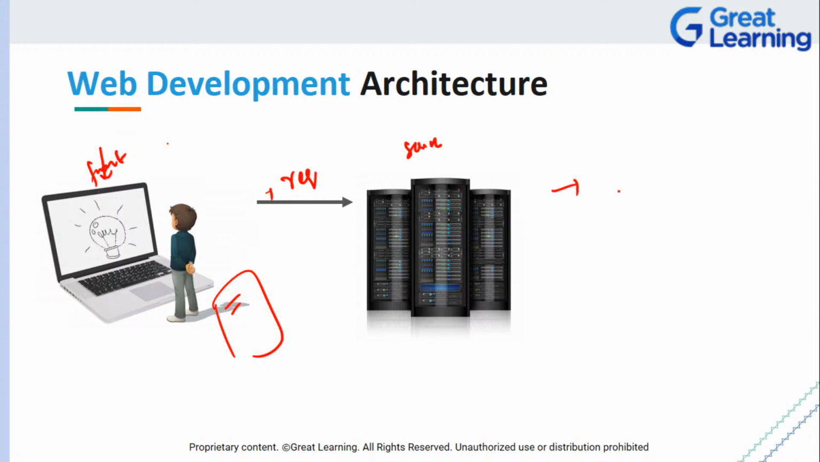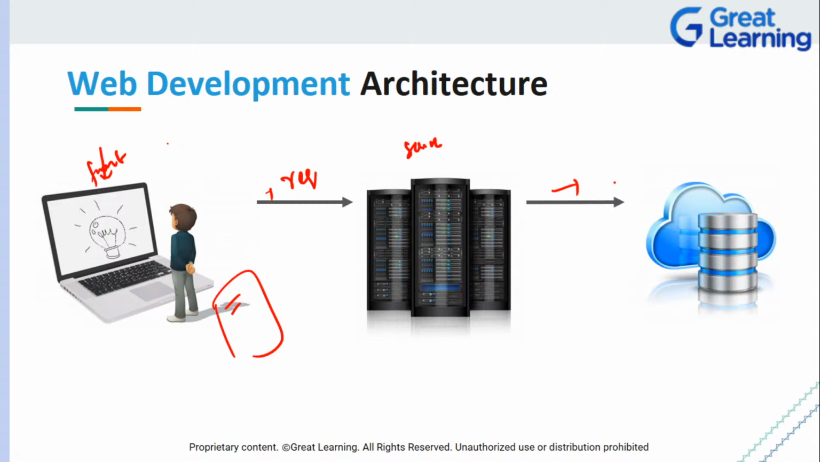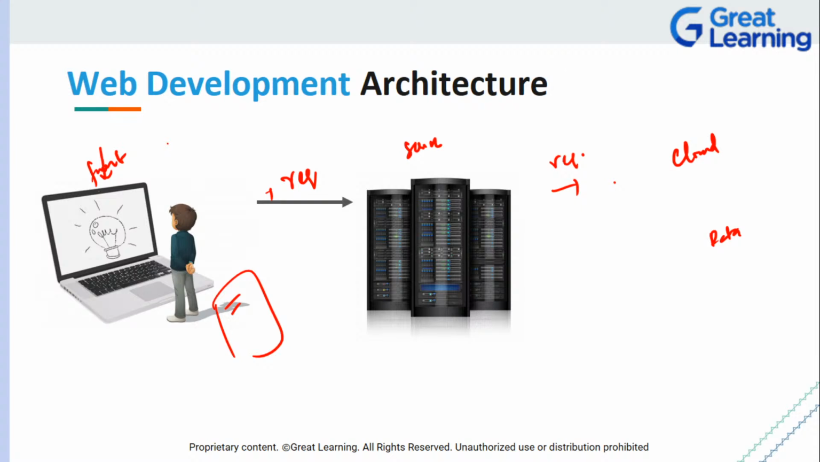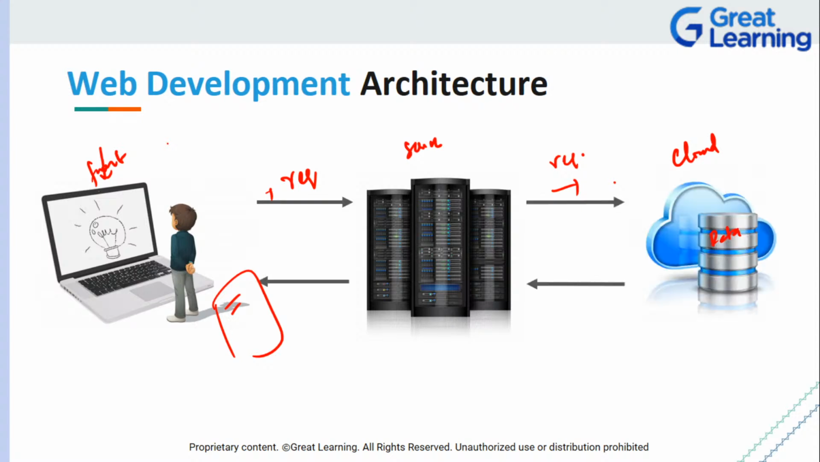Now the server sends a request to your database, or right now everything is on the cloud, so maybe your database, if the data is very small, it sends the request checking your credentials, and once the credentials are verified, then a response will be sent, okay? So a response will be sent: this is the correct user and this is his account, and then a response will be sent back.